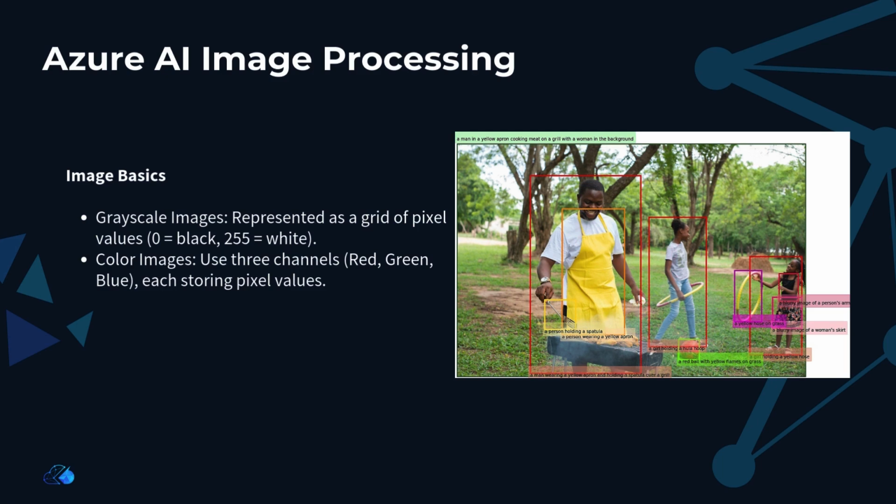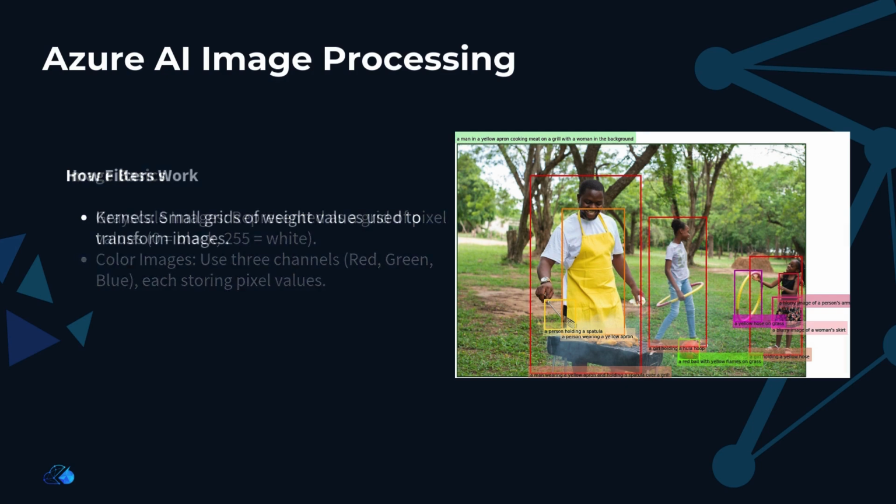So how do filters work? Most image processing involves applying filters, and these are driven by a key component called a kernel. A kernel is essentially a small grid of weight values. Think of it as a stencil for transforming images.